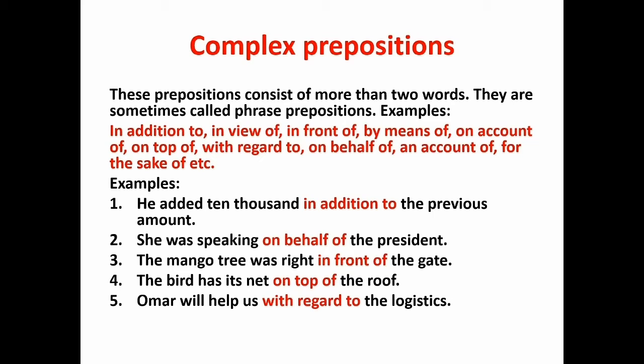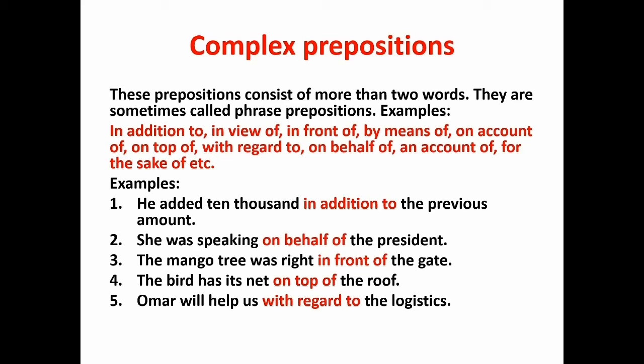Examples: he added 10,000 in addition to the previous amount. In addition to is a complex preposition there in that sentence. Number 2, she was speaking on behalf of the president. On behalf of is a complex preposition there.